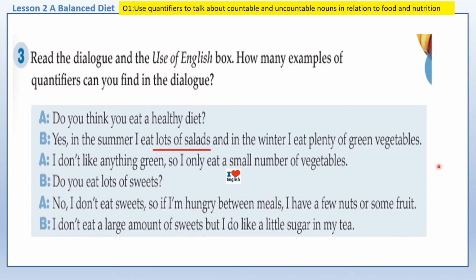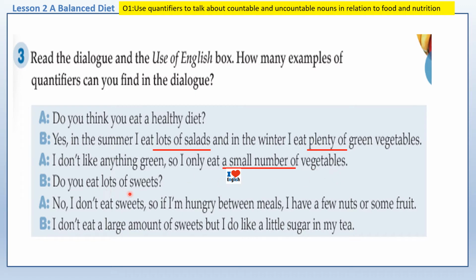I don't like anything green, so I only eat a small number of vegetables. Here, only a small number of is used with countable nouns. Small number of is used with countable nouns, which is vegetable.